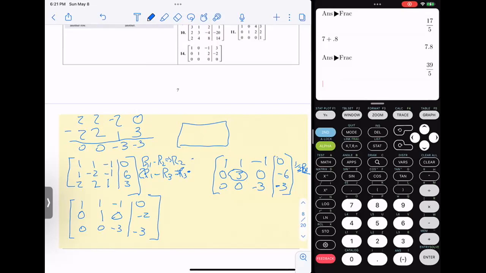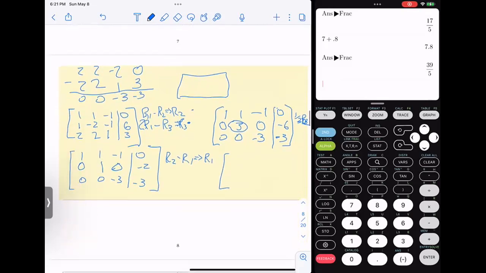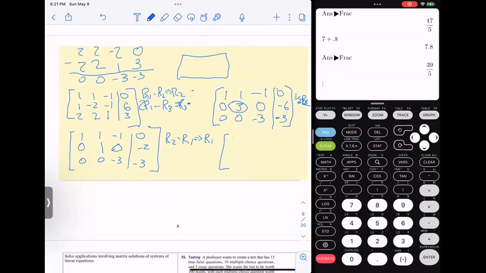And now we need to get this column all zeros except for that one in the middle. So we need to do row 2 minus row 1 to get row 1. Because this right here needs to be 0. And we know 1 minus 1 is going to be 0. So if we set that up, we'll end up getting, so 0 minus 1 is -1. That's going to retain that 1. Then this is going to be 0.